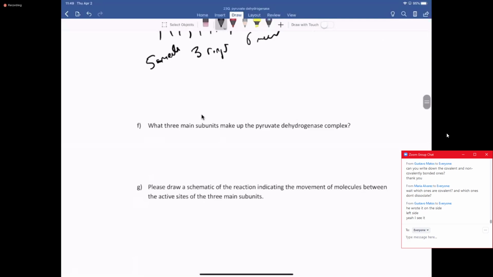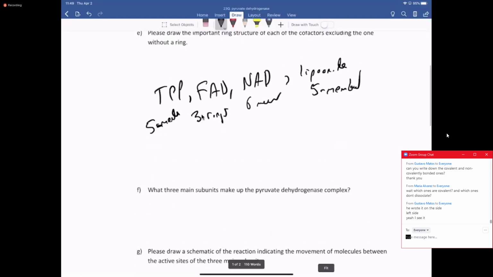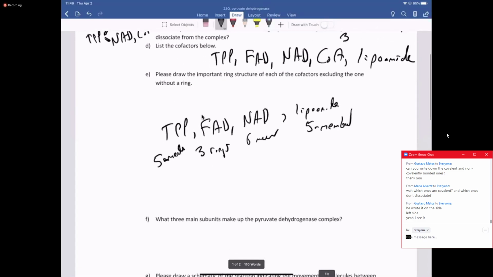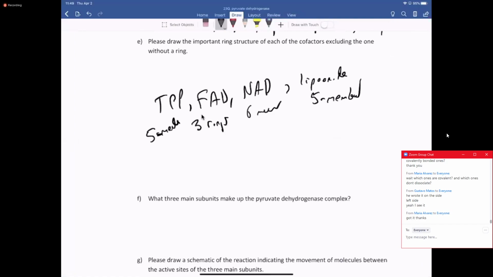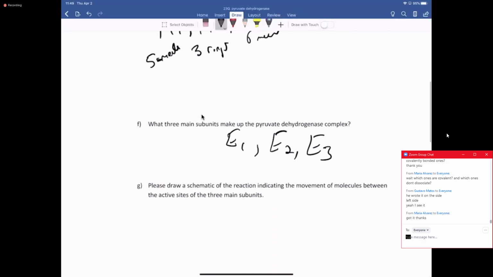This here is a really difficult one. What three subunits make up the pyruvate dehydrogenase complex? This one's actually not difficult at all. It's just E1, E2, and E3. Those would be the common names for them. You should know that it's pyruvate dehydrogenase component, the transacylase, and also the lipoamide dehydrogenase, and so therefore, dihydrolipoyl dehydrogenase. So you should know what the names are.